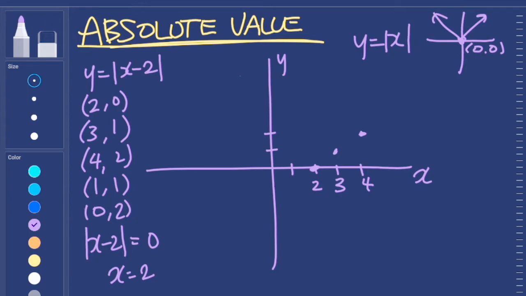So let's draw those points. It's going to be 1, 1 and 0, 2. So when you see this graph, you can see how it's symmetric to the point 2, 0.